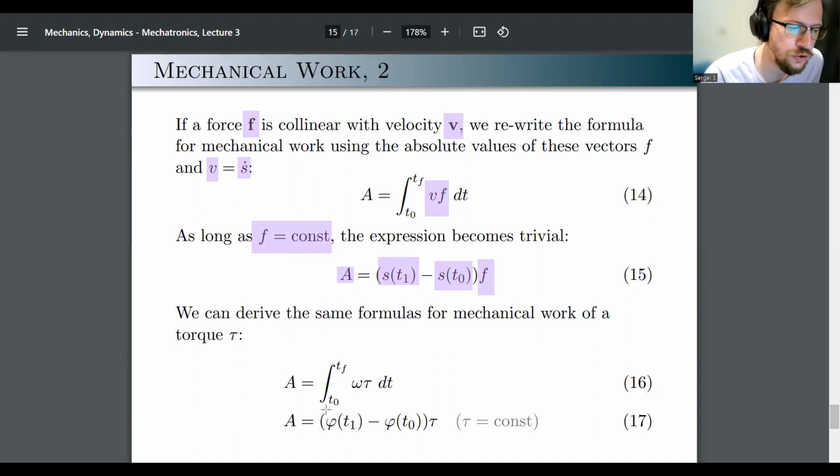So for a torque, it will be kind of the same. If torque is constant, then work is given by the orientation at the end minus the orientation at the beginning, times the torque. That's how we can get these expressions. So this is how we can get expressions for the work.